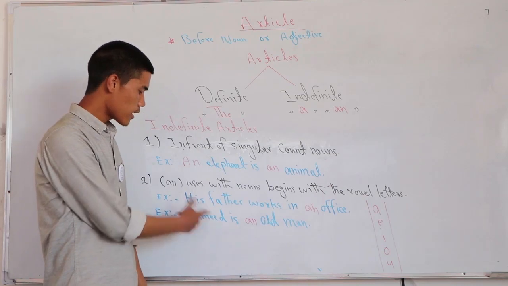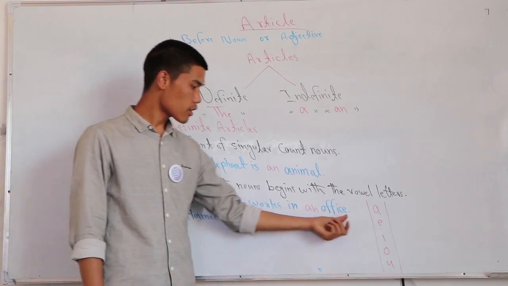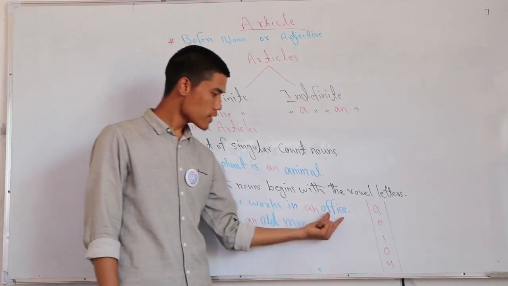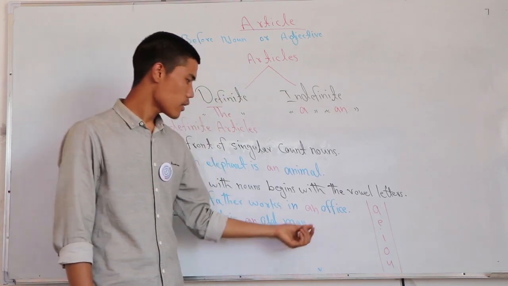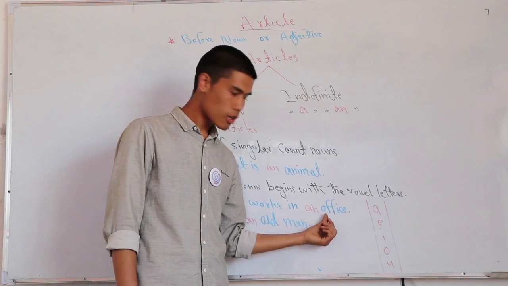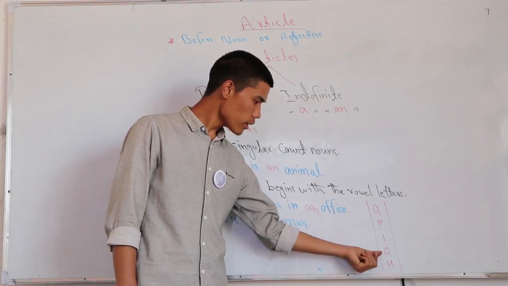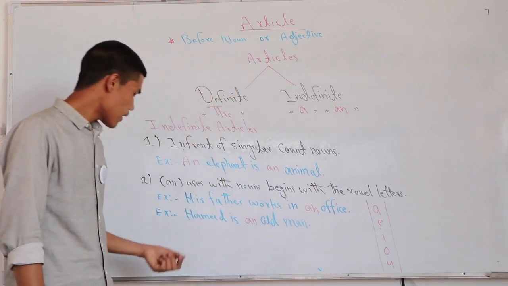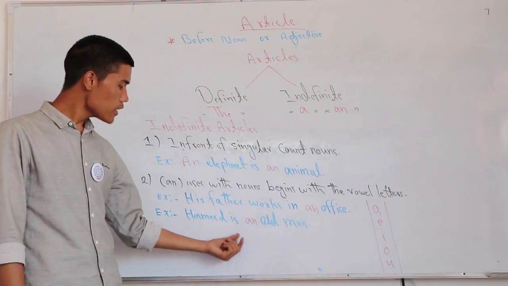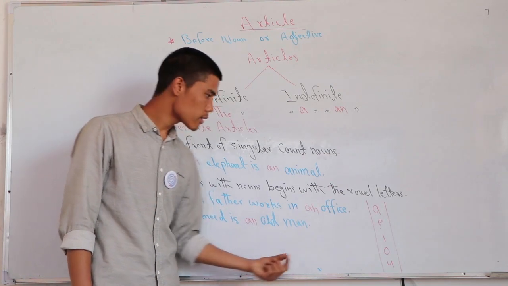For example, his father works in an office. Office is a noun, it's singular, and it's a countable noun. By the way, it also starts with the letter O. O is one of the vowel letters, so we use "an". And the next example, Hamid is an old man.